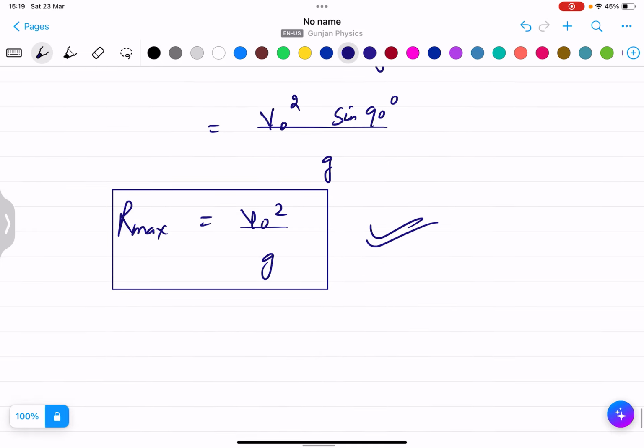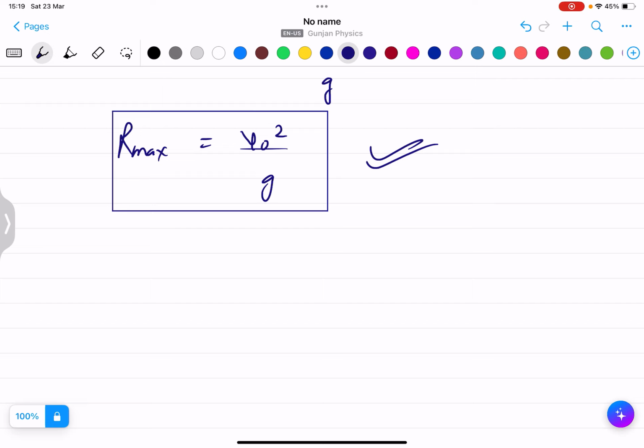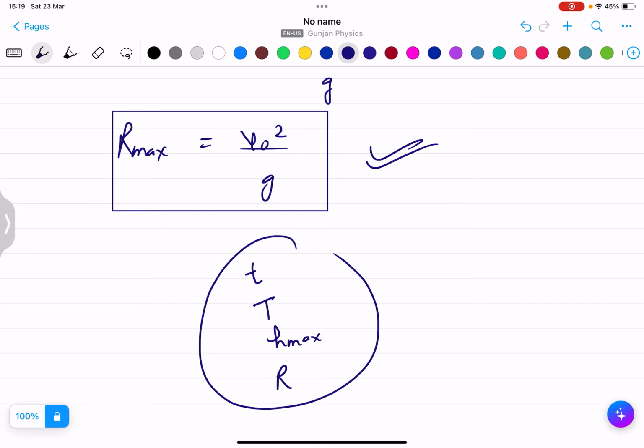So by this, in today's class, we have learned 4 derivations of the projectile motion: small t, time, capital T, H max and R. So these are very important from the exam point of view.